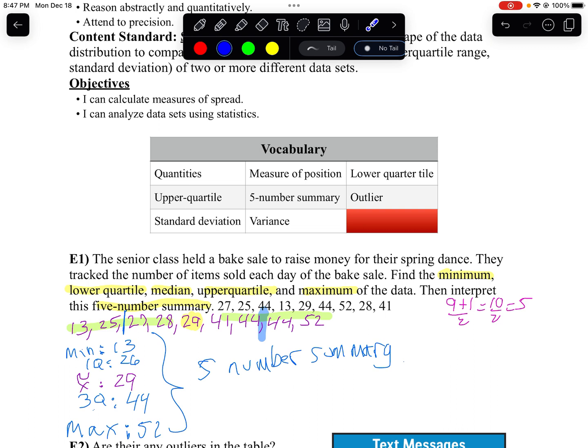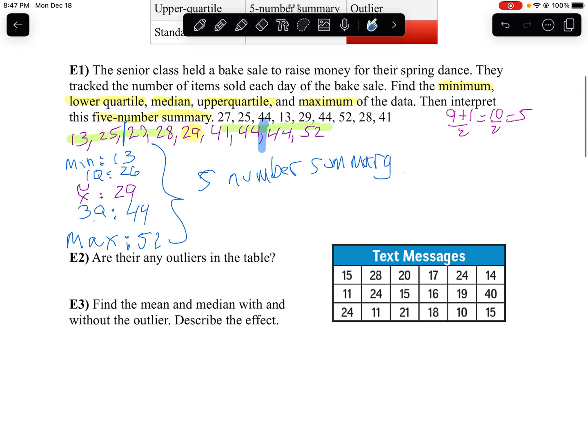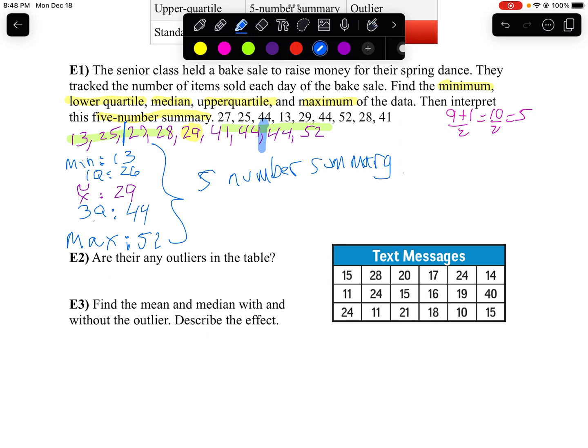Okay. Now let's take a look at our next question here. And here's what happens. We're given this table. And the question is, we got those vocabulary words, outliers. These are numbers that don't fit. Whoops, I always do that. Pen.